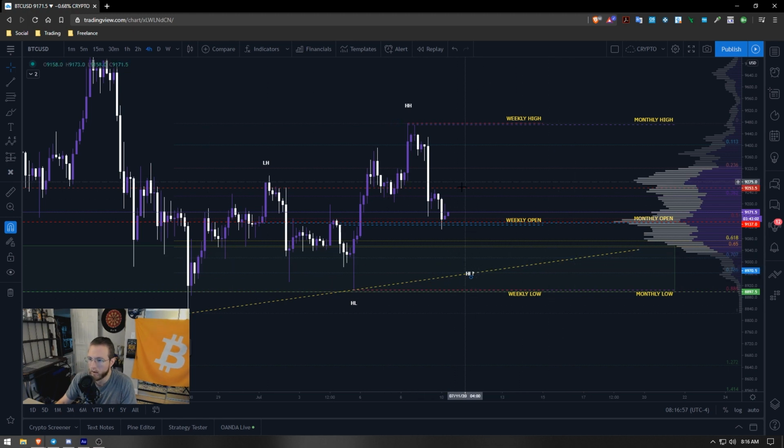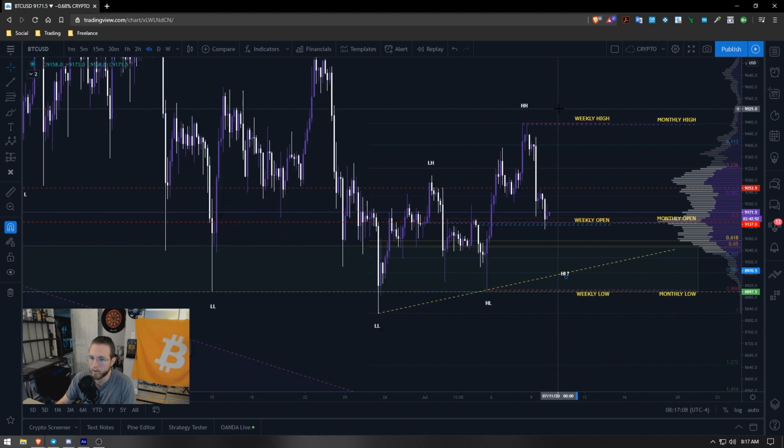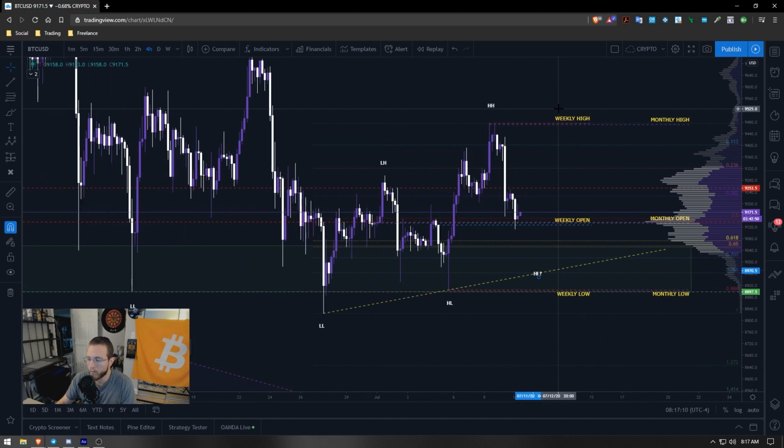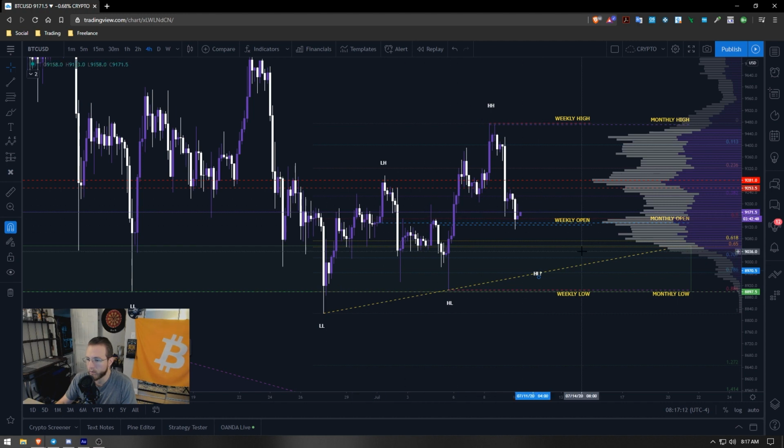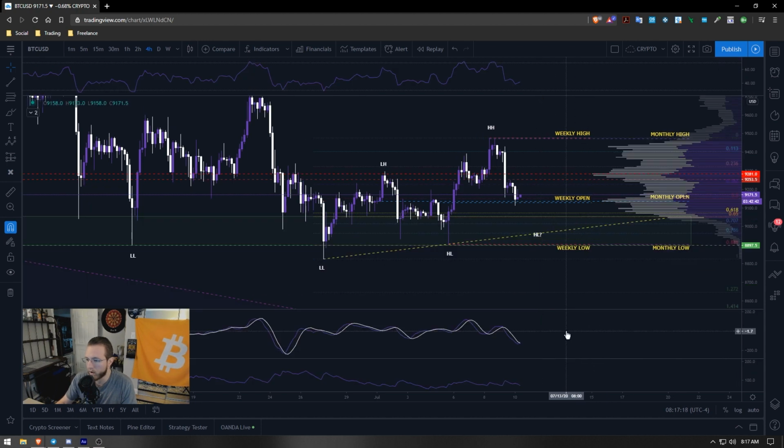We have to make a higher low here if we want any chance of trying to sweep these weekly and monthly highs and putting in a new high for the month at about $9,500. We really, really need to do that. We need to start seeing closes above 9,500 for the bullish case to continue. The bulls are running out of time here. Putting in a higher low here is an absolute necessity if the bulls want to keep this running.